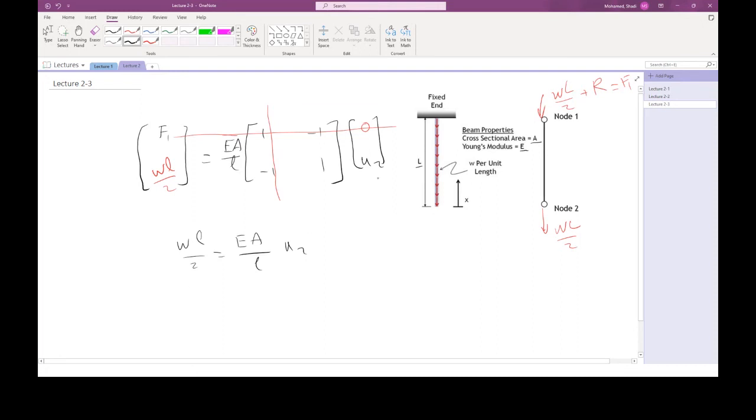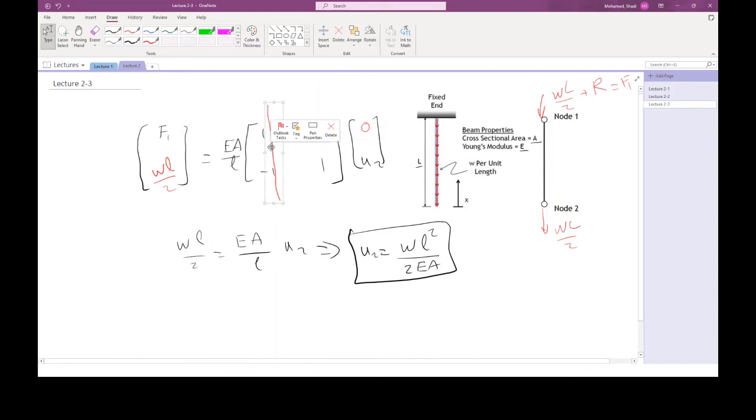All right, so basically U2 is going to be WL squared divided by 2EA, after I multiply the whole thing by L, and I have the value for the displacement. If I want to get the reaction, I come back, remove these lines because I'm going to need the equation now. So I will have 0 multiplied with 1, and then minus 1 multiplied with U2, EA over L. So it is EA over L multiplied with minus U2, so this is minus WL squared over 2EA, and the whole lot is equal to F1.